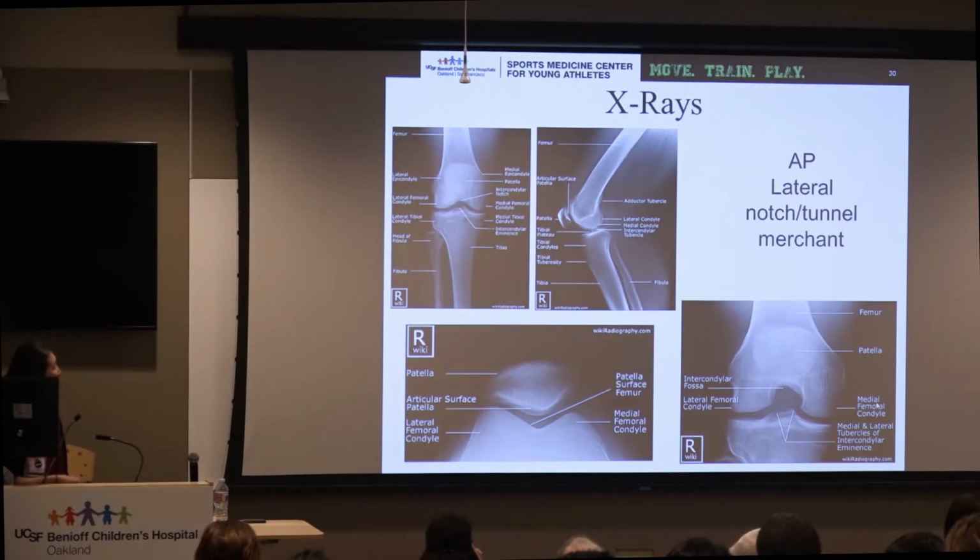AP, lateral, notch or tunnel, and a Merchant view. The one thing I want to point out here is this is your notch or tunnel view, where their knee is bent, and then the x-ray is taken at 30 degrees. This is your Merchant view, okay? Why are these views important? Oftentimes in trauma, you will get an AP lateral, and then maybe you'll get an oblique here. For trauma, that's probably okay, except, let me show you this.